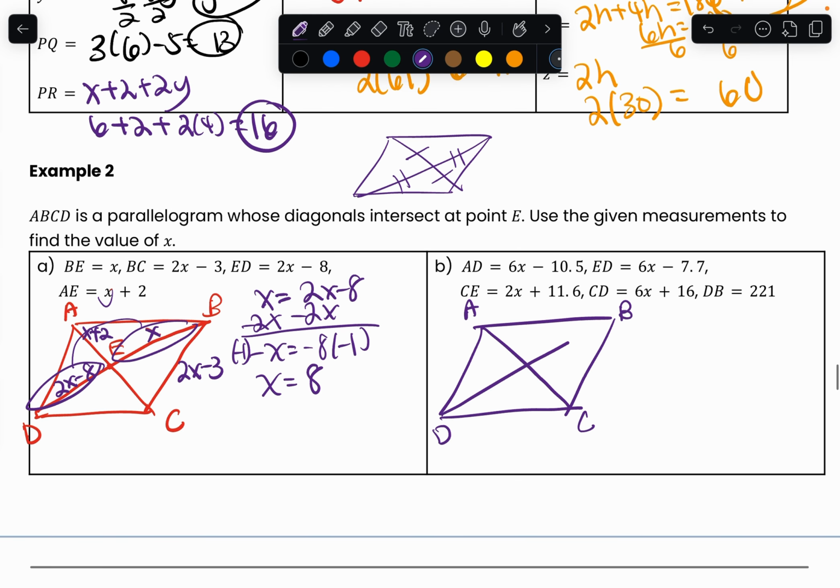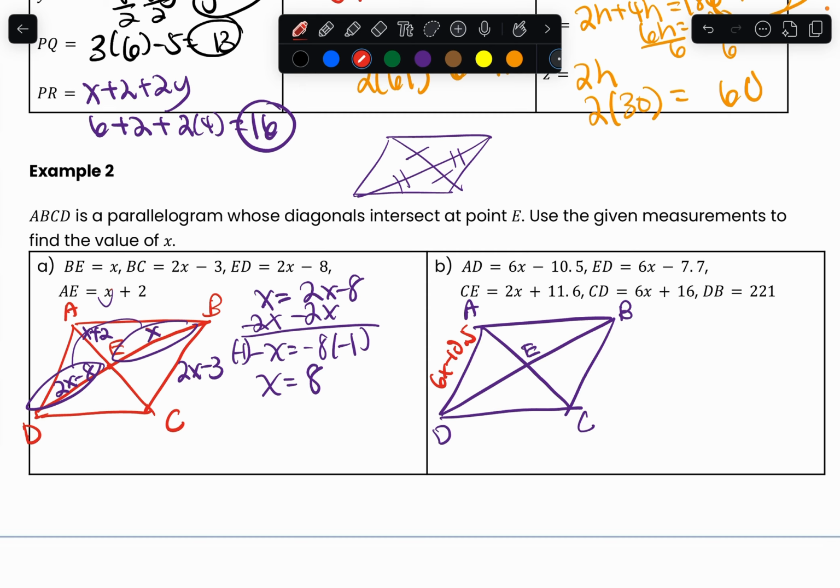Okay, now it says here that AD was 6x minus 10.5. ED here was 6x minus 7.7. CE here was 2x plus 11.6. And CD here was 6x plus 16. And we're told that DB here, all the way from here to here, was 221. It's asking us to find my value of x.